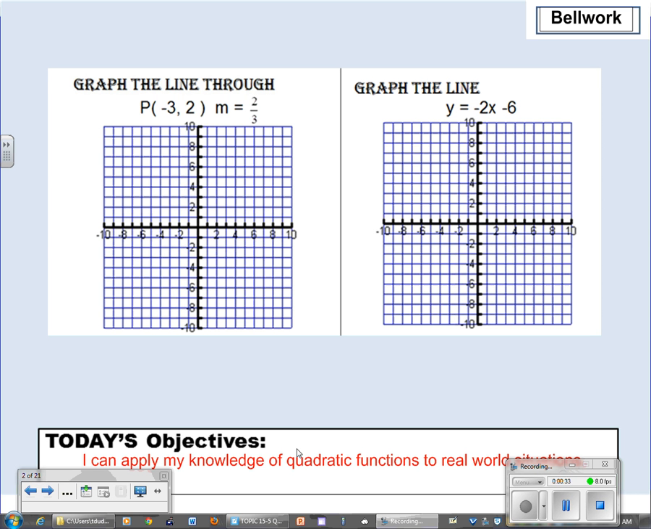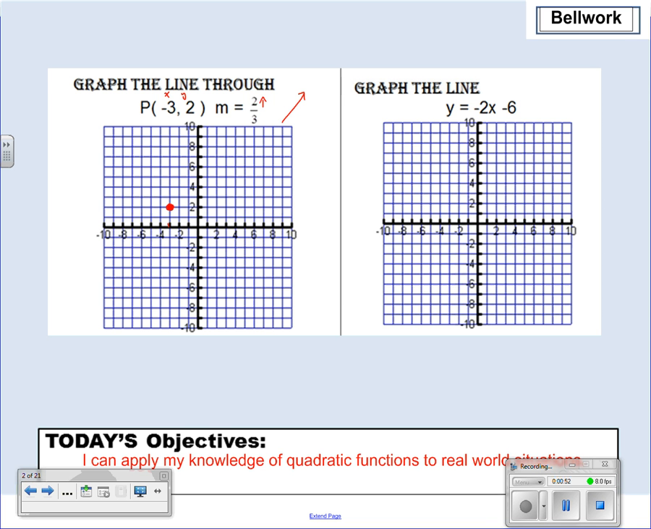We want to graph the line that goes through the point -3, 2. So -3 is our x-coordinate, 2 is our y-coordinate. We'll go -3 on the x, +2 on the y, and here's our point. And then it has a slope of 2/3. It's a positive slope, so that means I should have an increasing line.